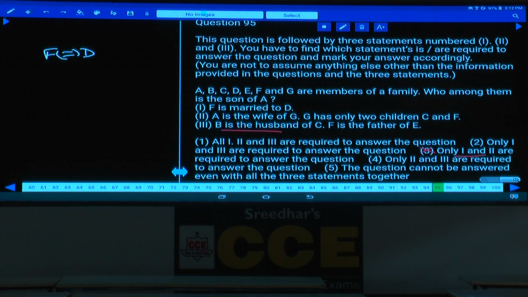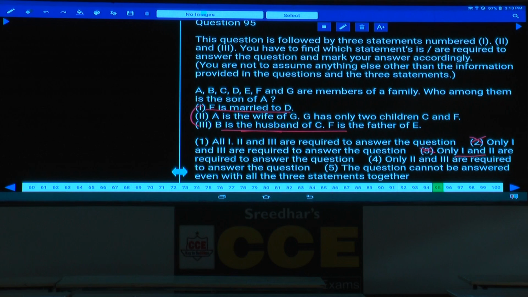B is the husband of C. B and C are a married couple. And here, now 1 and 3 cannot be taken. Straight away we can rule out this one. Why? Because there is no information about A at all. Hence this is straight away ruled out, and 2 and 3 were ruled out. Now what about 4 here? Only 2 and 3. Now let us check with the help of 4, whether we are getting the answer or not.